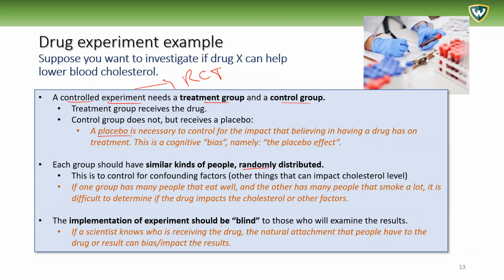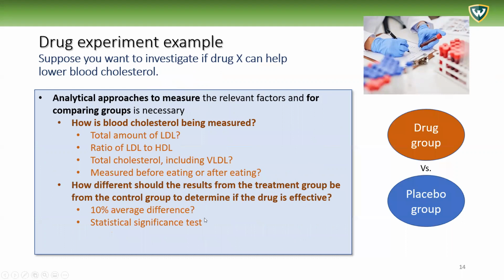The implementation of experiments should be blind to those who will examine the results. In fact, we want them to be double blind. The people don't know, and the researchers don't know either. So just one person who is in charge of giving out the doses will know, but they're not the main researchers, and they're not the patients either. If a scientist knows who is receiving the drug, the natural attachment, these cognitive biases that people have to the drug or result, can impact the results.